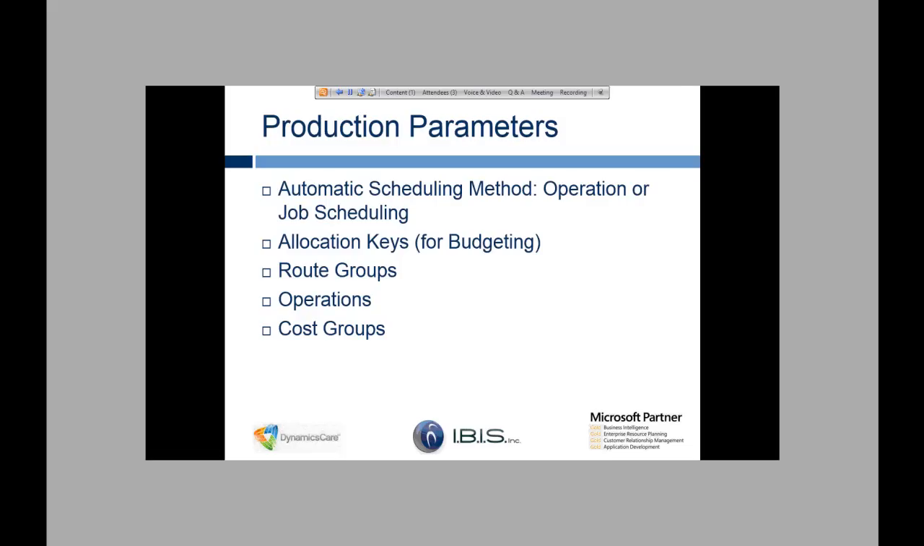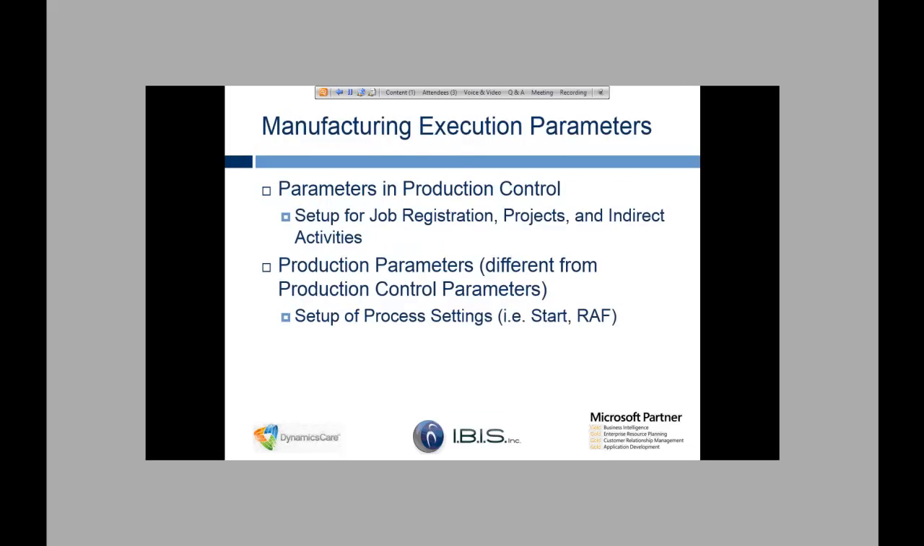Setting up route groups so you can attach your workers as resources to those routes for production processes, operation setup, and cost groups. So the main setup for shop floor control on the production side is in manufacturing execution, and some of the parameters that you have to set up are in there. And within the parameters for manufacturing execution, there's a setup for job registration, setup for projects and indirect activities. And then within the manufacturing execution, there's also more production parameters. And this has to do with the setup of how you want your production workflow to work, such as estimating, operations, releasing the production order, starting the production order, and then reporting as finished.